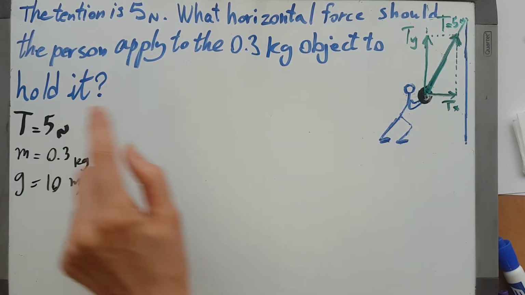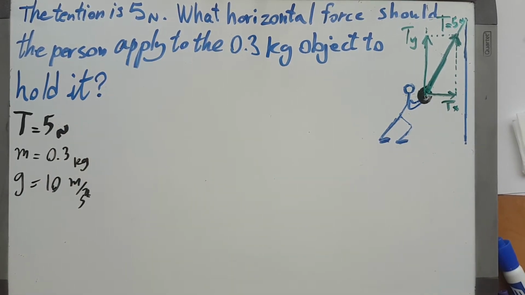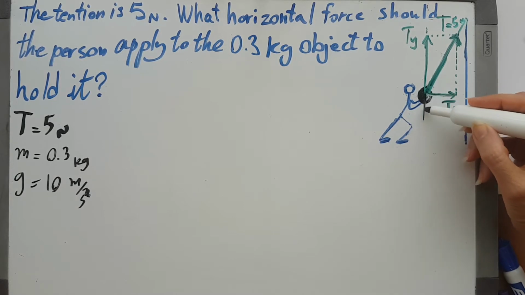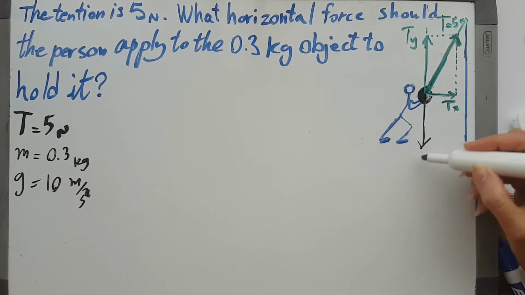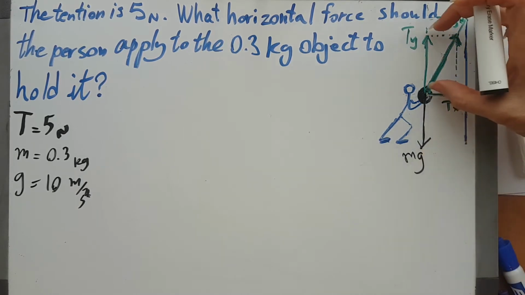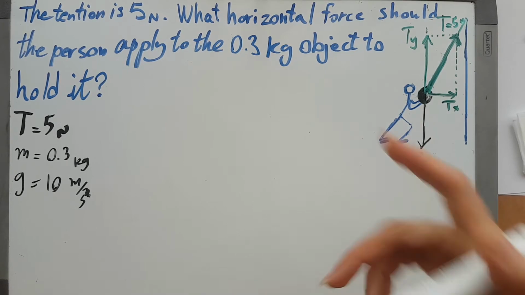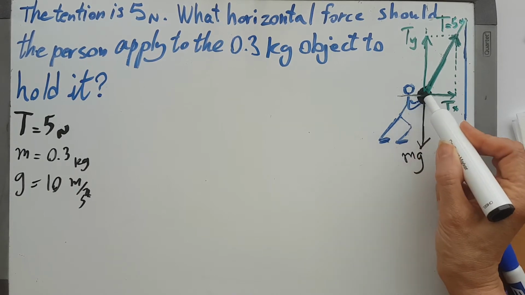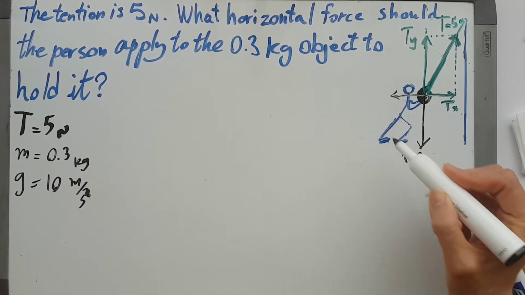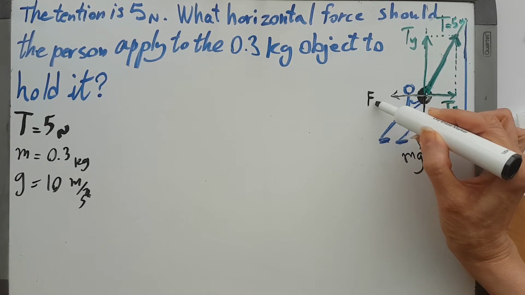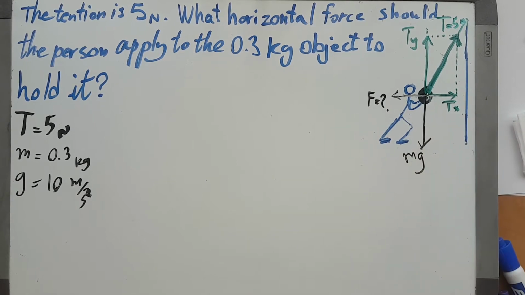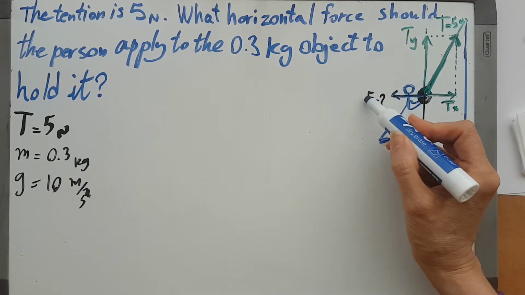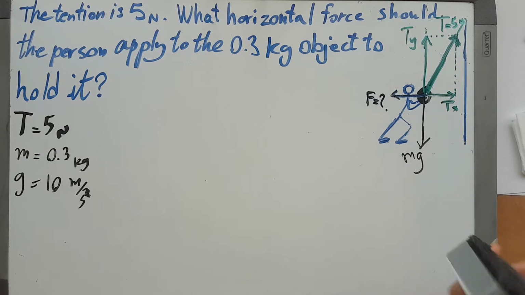The object is supposed to be held. Therefore, the forces must cancel each other. So the mg must be equal to the Ty. They should cancel each other. And the horizontal force must also be equal to the Tx. This is the F that we are looking for. This is the actual horizontal force that this person, the blue person, is applying, so let's draw it in blue. Yes, this is the F that we are looking for.